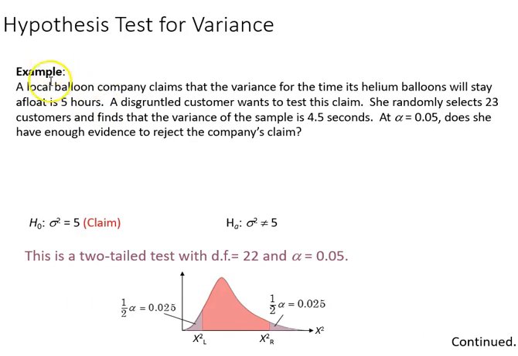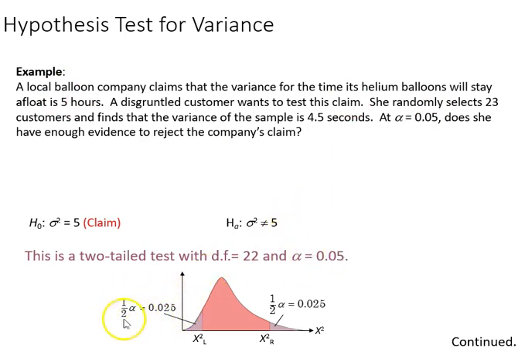Here's another example. A local balloon company claims that variance for the time its helium balloons will stay afloat is 5 hours. A disgruntled customer wants to test that claim and randomly selects 23 customers, finds that the variance of the sample is 4.5 hours. So at a 0.05 alpha level, does she have enough evidence to reject the claim? That's what we're going to test. So the null is the claim that variance is equal to 5, and the alternative is that it does not equal 5. So this is a two-tailed test with 22 degrees of freedom, since we have 23 people in the sample, at a 0.05 level.